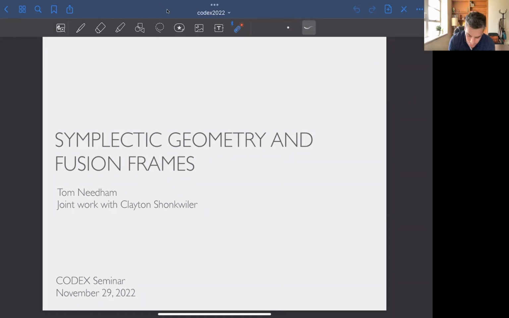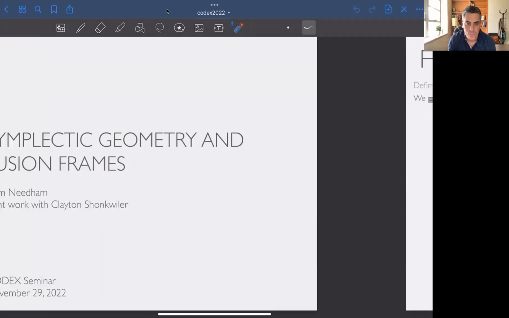Today I'll talk about symplectic geometry and some applications to fusion frames. This is part of a long-term project with Clayton Shonkwiler from Colorado State. Basically, the idea is to do frame theory type stuff, but to use kind of weird ideas from differential geometry to try to get a different perspective on it. So we'll be using mostly symplectic geometry here.